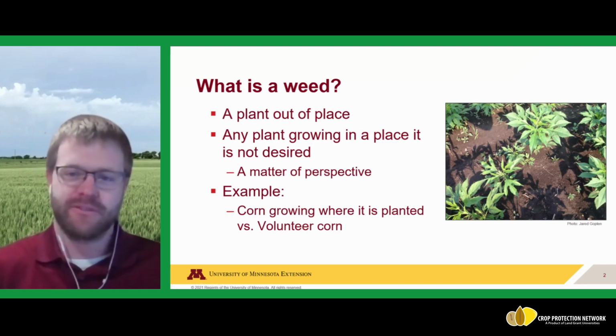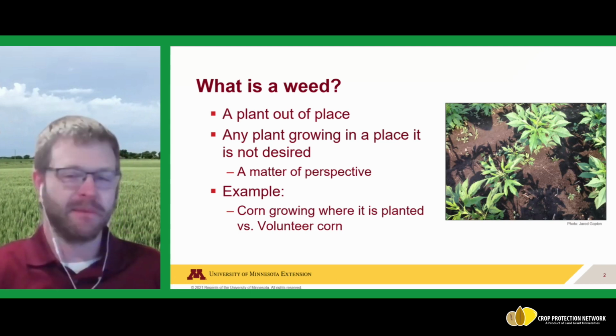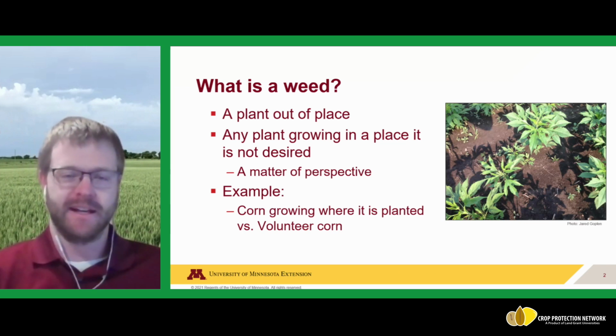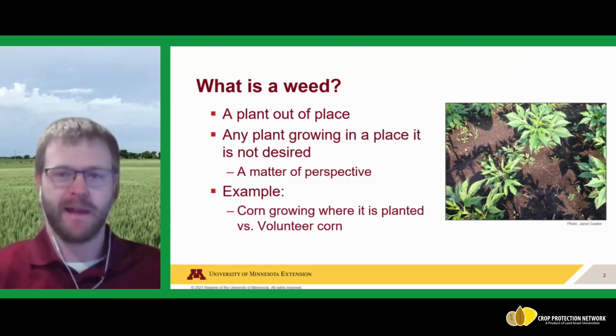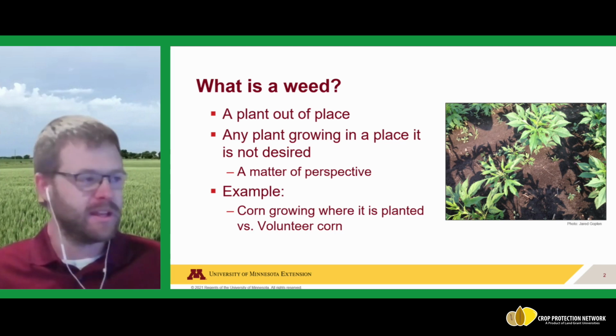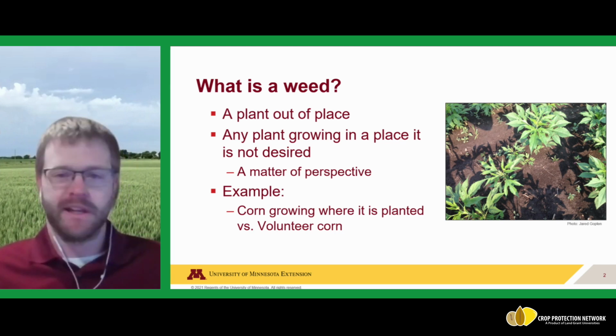So before we get too far into this, I wanted to talk a little bit about the definition of a weed. When we talk about scouting for weeds, it really comes down to a matter of perspective in many cases. So when we talk about a weed, we're oftentimes talking about really just a plant out of place, or any plant that's growing in a place that it's not desired. So it is a matter of perspective.